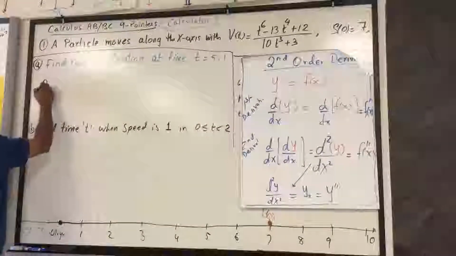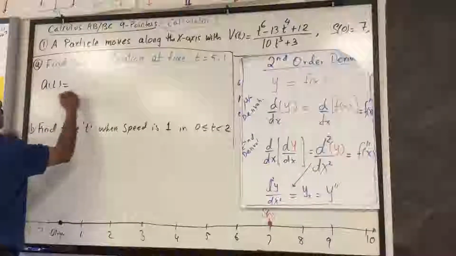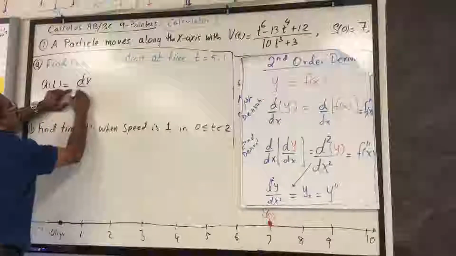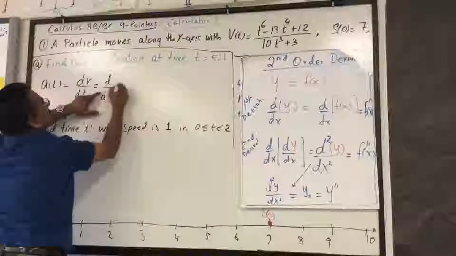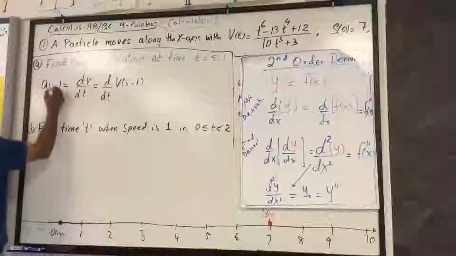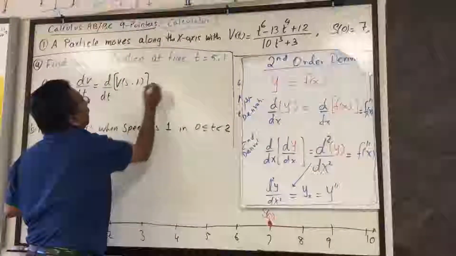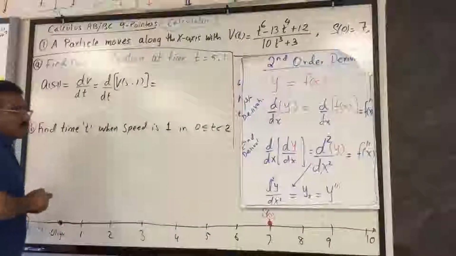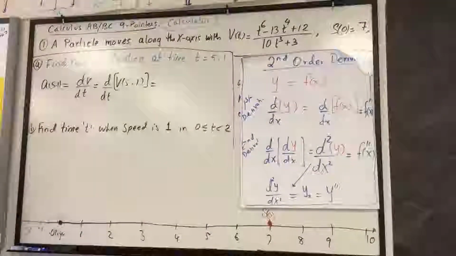So we need the acceleration. Acceleration, by definition, is the rate of change of velocity. So it is dv by dt. So that means we need to know d by dt of v at 5.1. So if this is t, we need to know at 5.1. On your calculator, before that, we need to know the derivative of the velocity. So I just try to make it easy for you. Here, there it is.